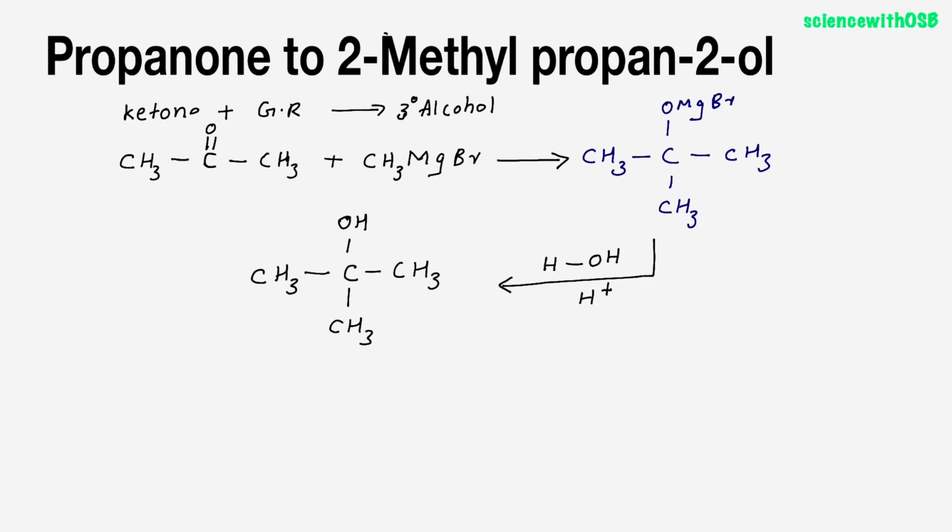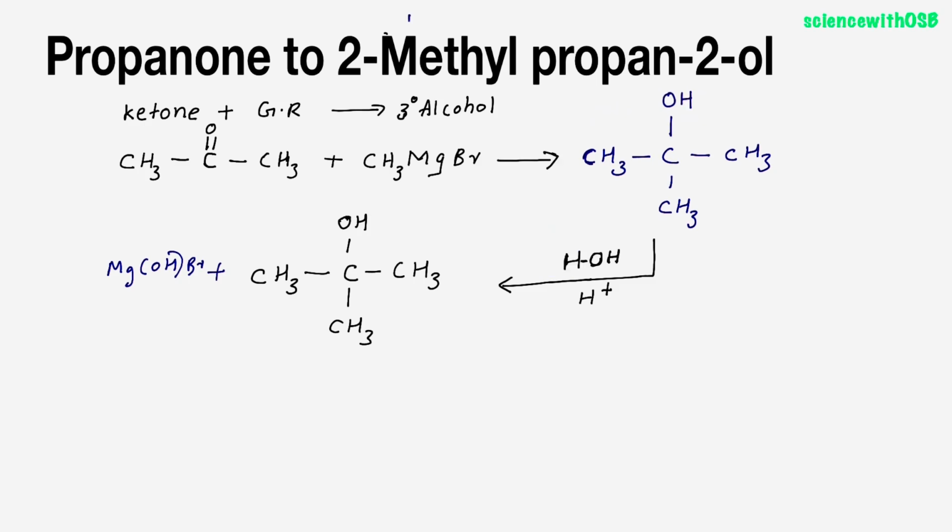And how does it happen? See this bond, this bond will break. H becomes plus, OH becomes minus. Now this bond will break. O becomes minus, Mg becomes plus. Now this H plus is taken by the O minus. You are getting OH. Now this MgBr plus combines with OH minus, and you will get the byproduct. What is that? MgOHBr. Writing the byproduct is not very important for conversion questions.